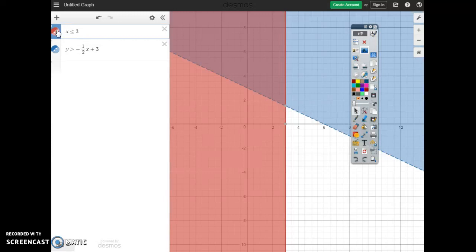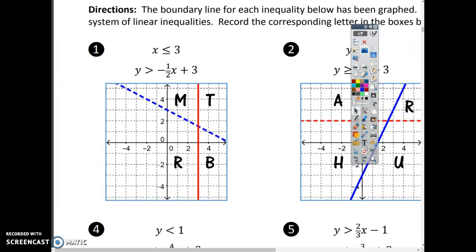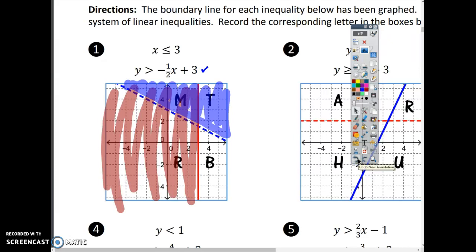In the blue and the red. So the part that they share together. So the area where you did two colors at the same time, that's the solution. That's where the solutions are found. So if I go back to my paper, right? And I colored all of this, what letter lies in my solutions?